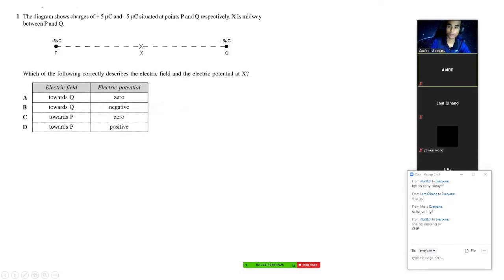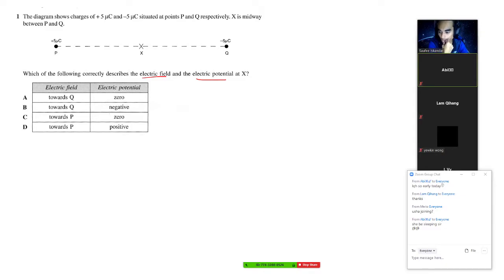Okay, we start with question number one. The diagram shows a charge of positive 5 microcoulomb and negative 5 microcoulomb situated at the points P and Q respectively. X is midway between P and Q. Which of the following describes the electric field and electric potential at X?